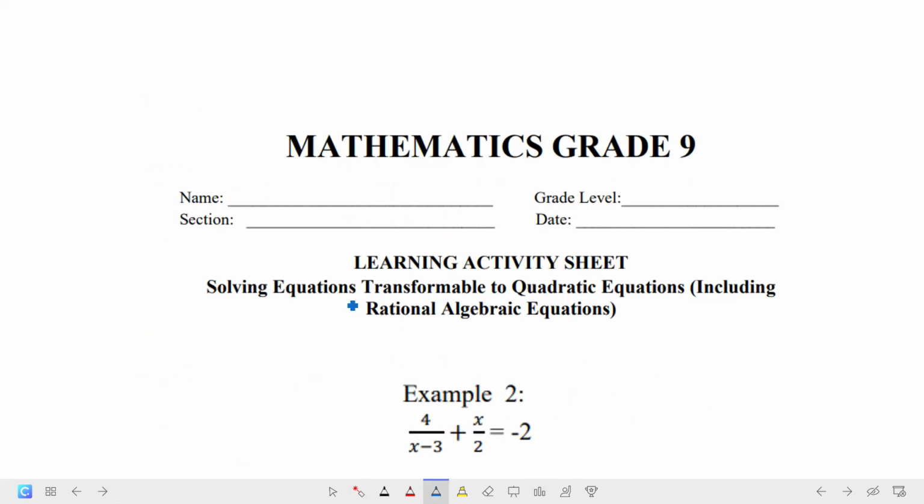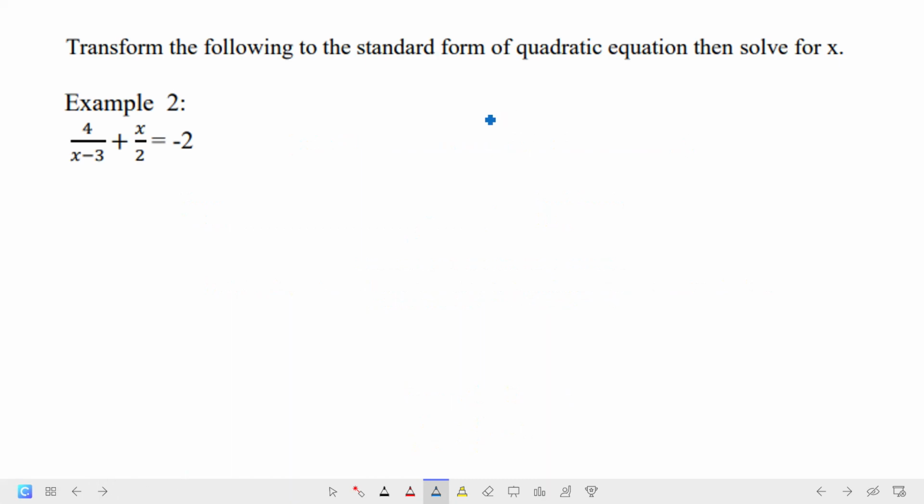Right, so what about our second example? How to transform a rational algebraic equation into standard form. So I'll show you now. Okay, first thing that you need to know to solve for this is determining the LCD. LCD is referring to the denominator. So the least common denominator.